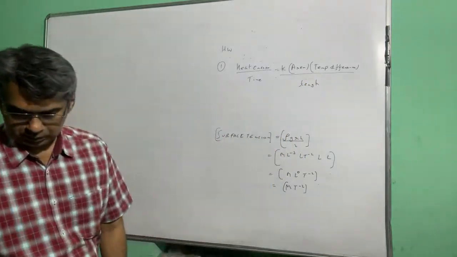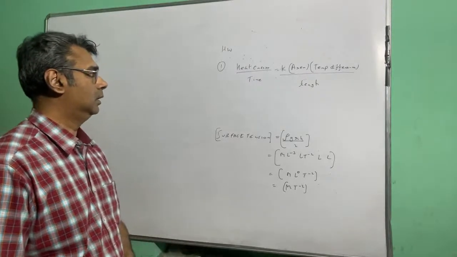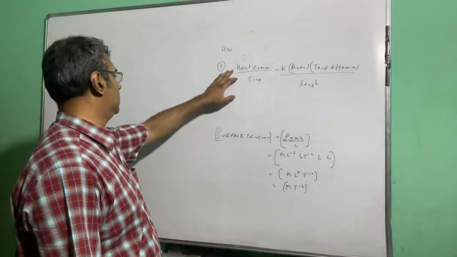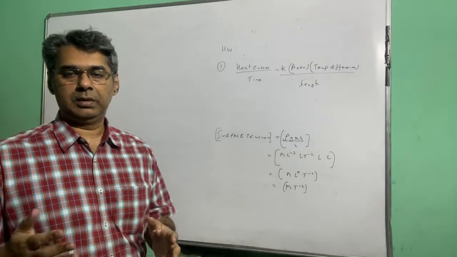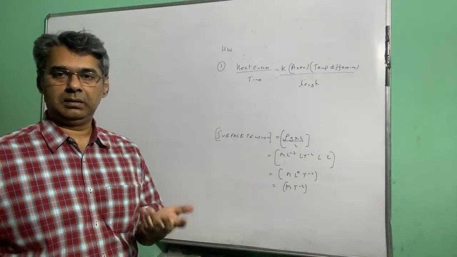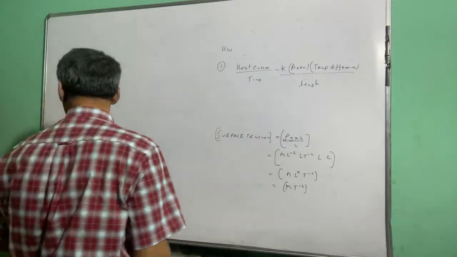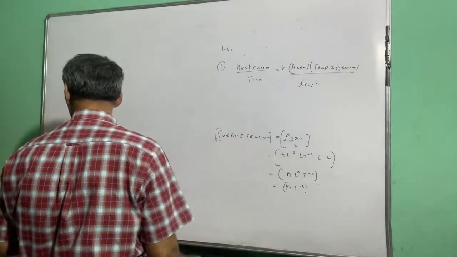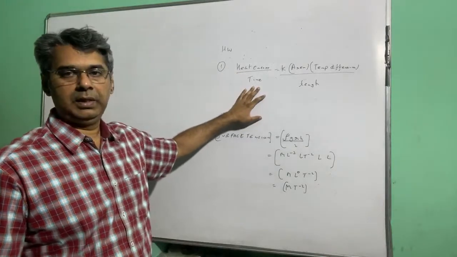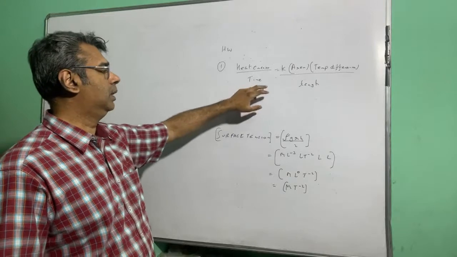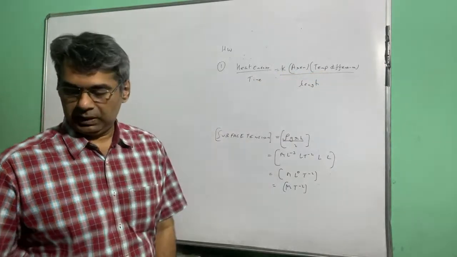Okay, so the question is that there is one equation, heat energy divided by time. So there's a conductor, which can be an electrical conductor or thermal conductor, through which heat is flowing. The heat flowing through the conductor per unit time is K into area of cross section into temperature difference by length.